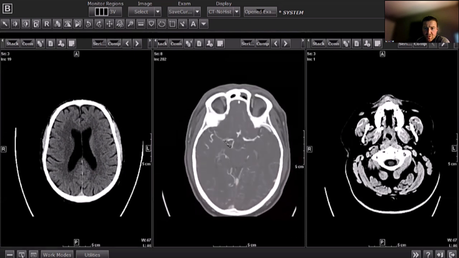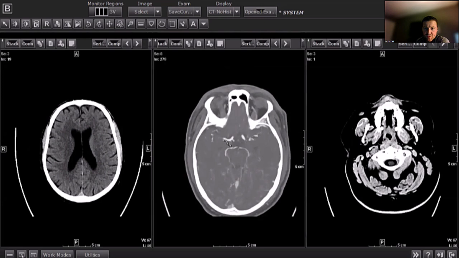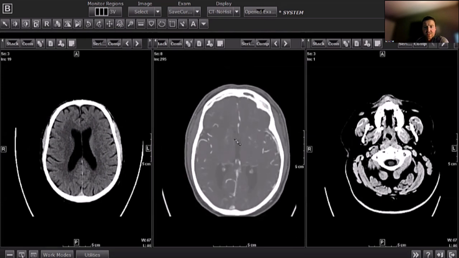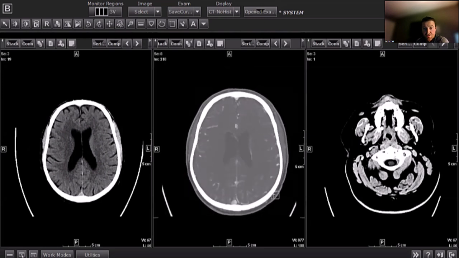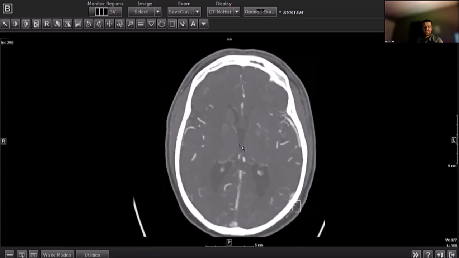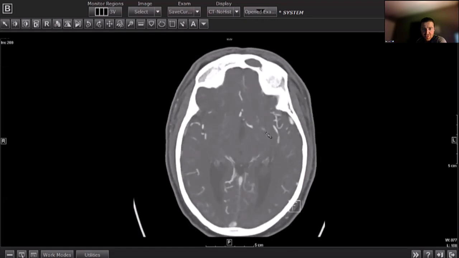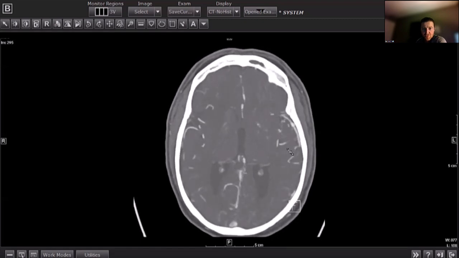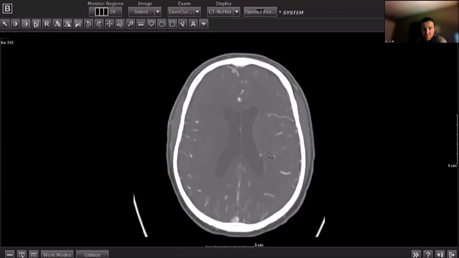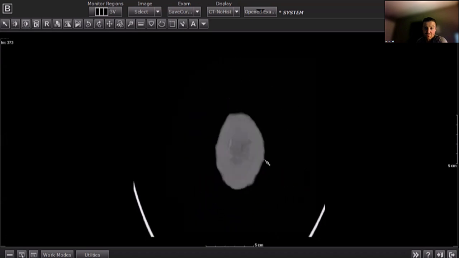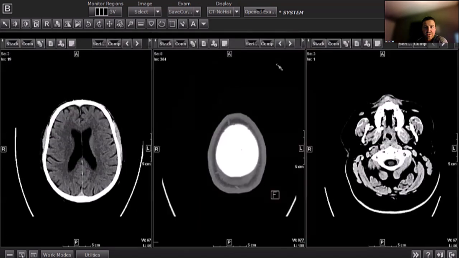So we have an abrupt cutoff of our right M1, so large vessel occlusion. And even if you look on just our arterial phase images, if you look distal to that M1 occlusion, it's a fairly long segment occlusion. If you look at the vessels distal, it's really hard to say which side is affected if you're a little bit higher up. So this patient obviously has good-looking collaterals on the arterial phase.